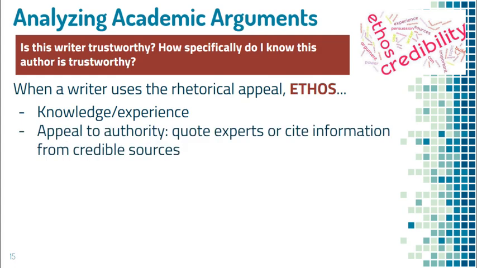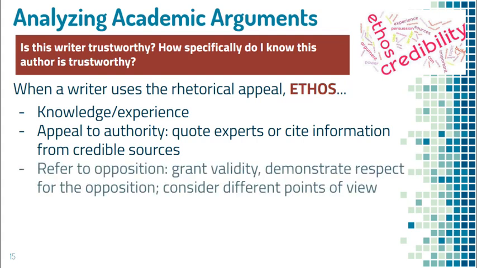A writer may appeal to an authority by quoting an expert or citing information from a credible source. Ask, does the source seem credible for the particular topic? Does including the information help to convince me of the writer's claim? How?